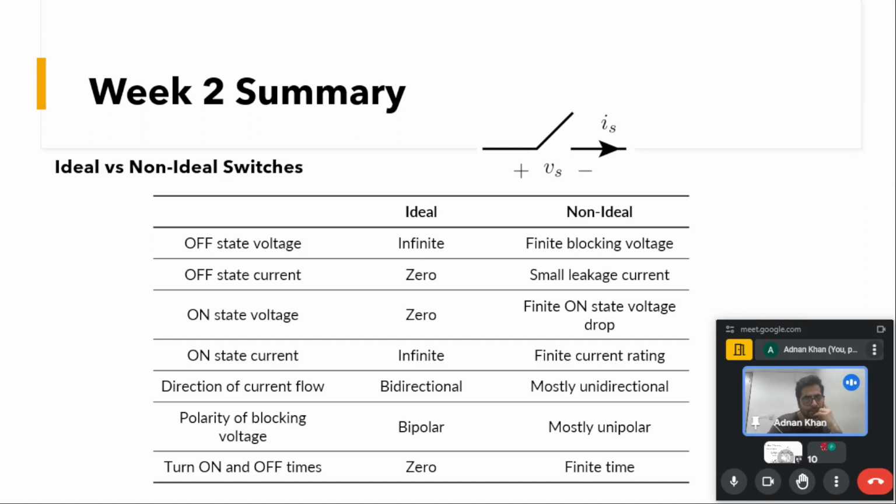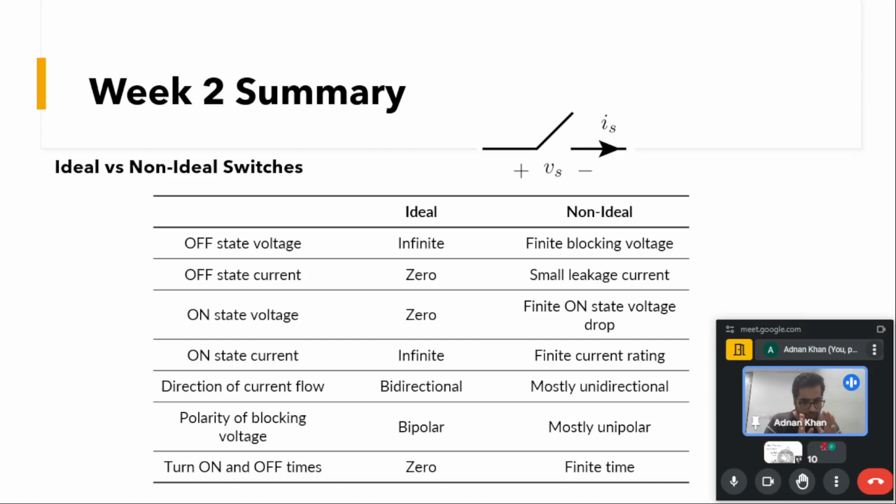The other thing is, ideally, when we turn on the device, our switch should instantly turn on from the off state to the other state. Let us say my switch is in the off state. It is not carrying any current. As soon as I turn on the switch, it should instantly turn on. But what we see is there is some delay associated.